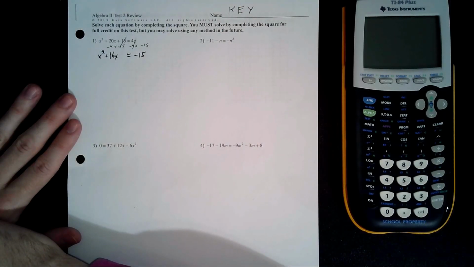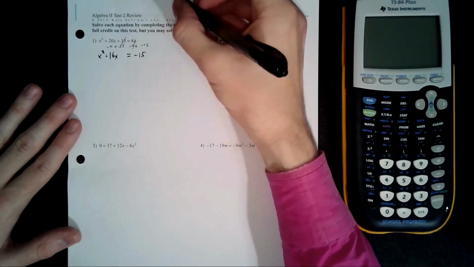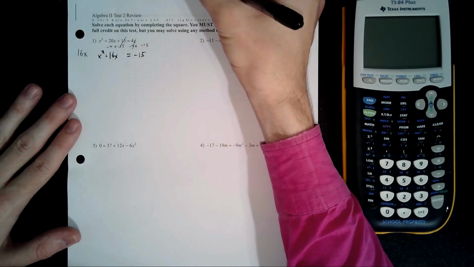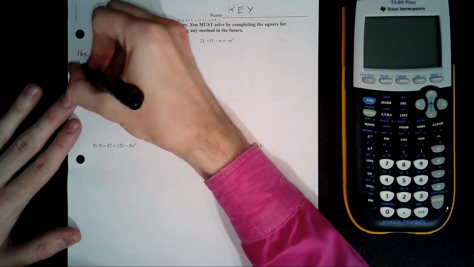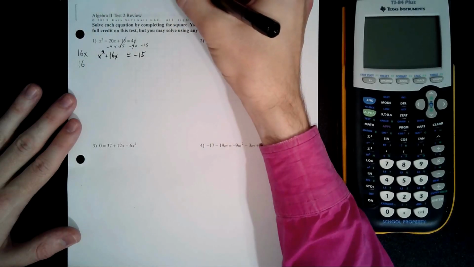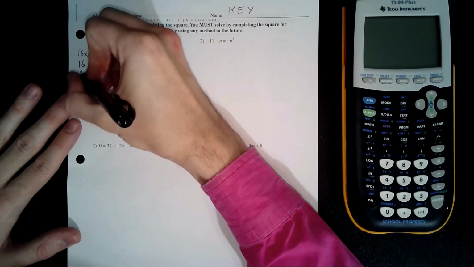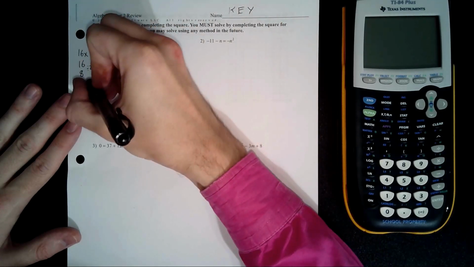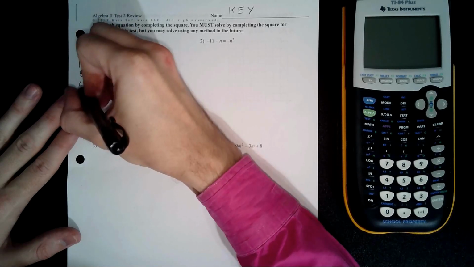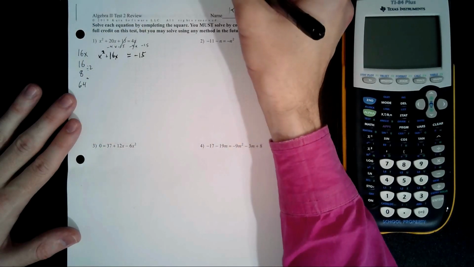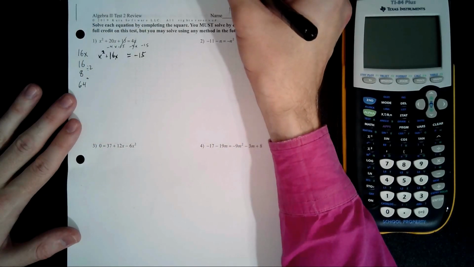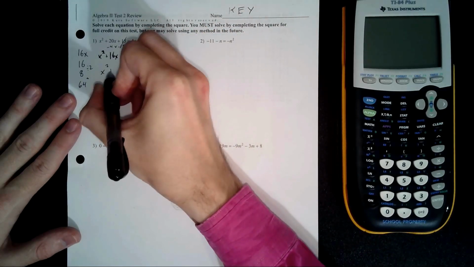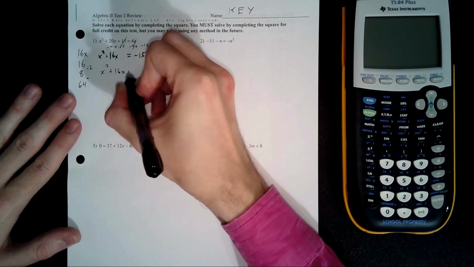Now, like we've been doing in class for quite a bit, we're now going to go ahead and write this 16x off to the side. We will take away the x, divide by 2. So that's what we did there. We divided by 2. And then we squared it. And that's going to give us a total of 64. So we're going to go ahead and add 64 to both sides of the equation. I'm going to do that in a separate line so we can see that.